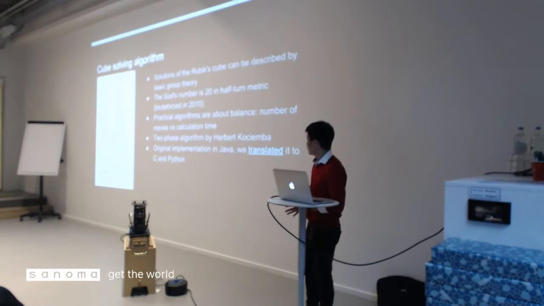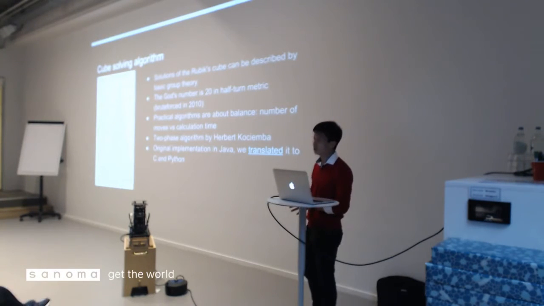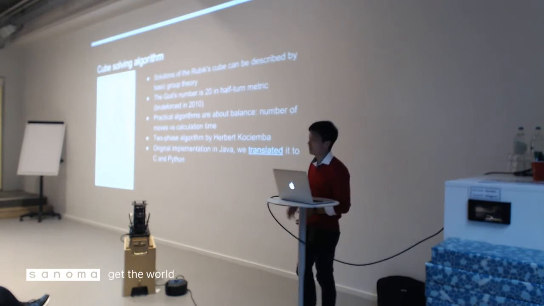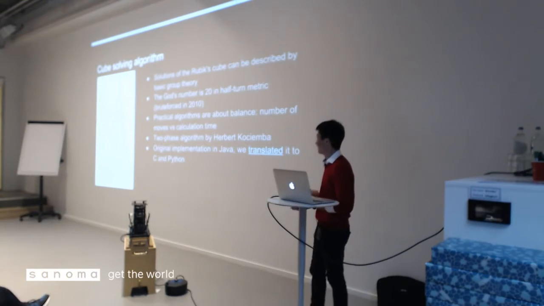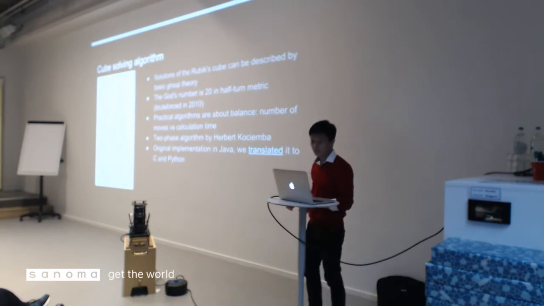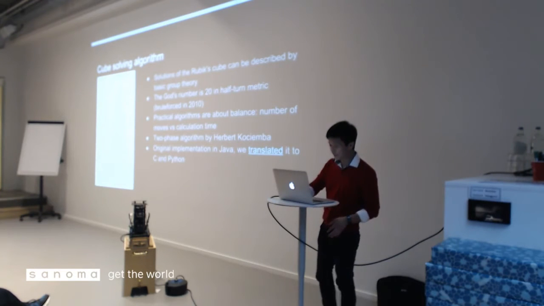The original implementation was in Java, and the first thing I did was to translate it to Python. But the pure Python version, even under PyPy with JIT, would take about 1 minute on Raspberry Pi to calculate the solution, which was too long. So eventually I gave up and translated it to C, and now it takes about 1 or 2 seconds to find the solution, which is good enough for this machine.